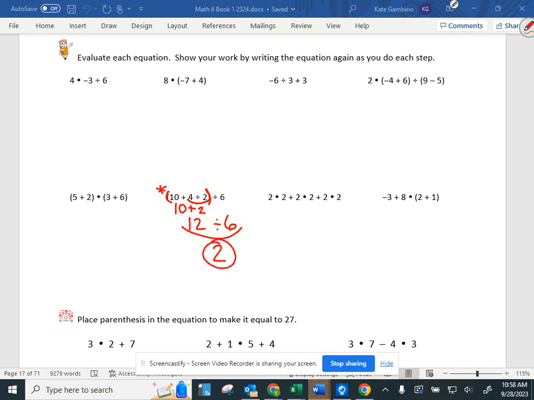So always do your parentheses first, and if we have multiple operations inside the parentheses, do the order of operations. Complete all the operations in the parentheses, then bring down what's outside of the parentheses and do the order of operations. Okay?